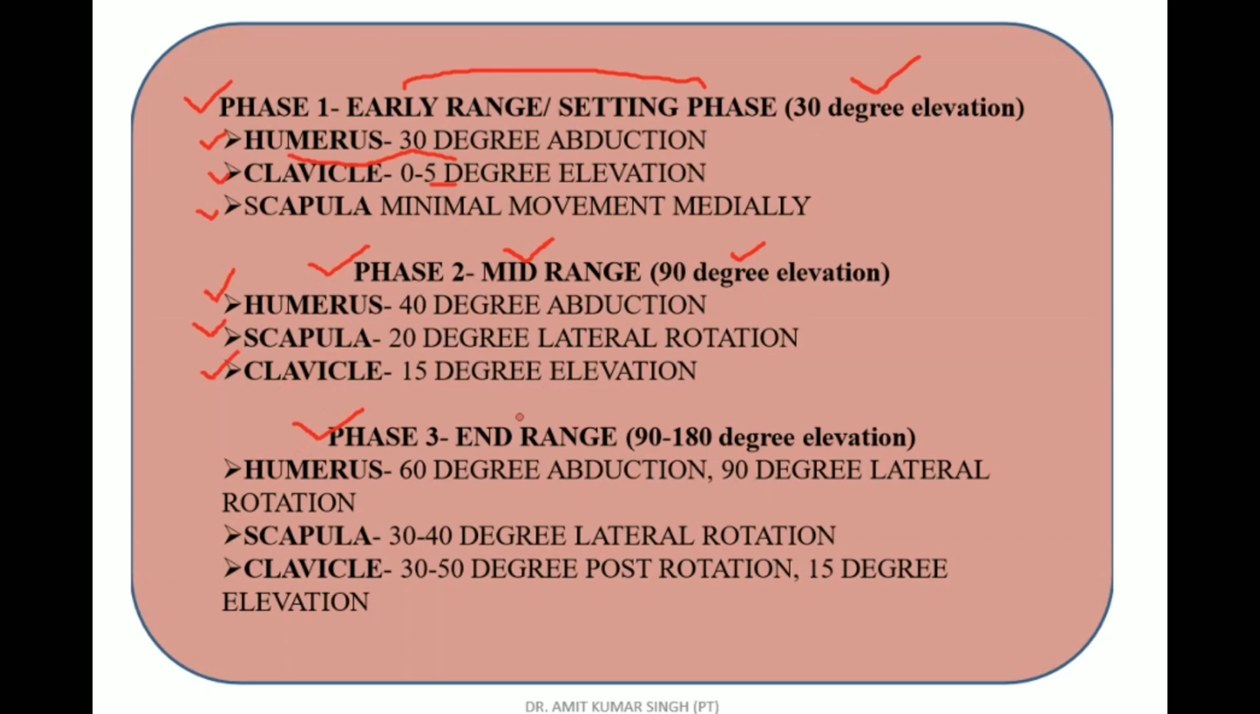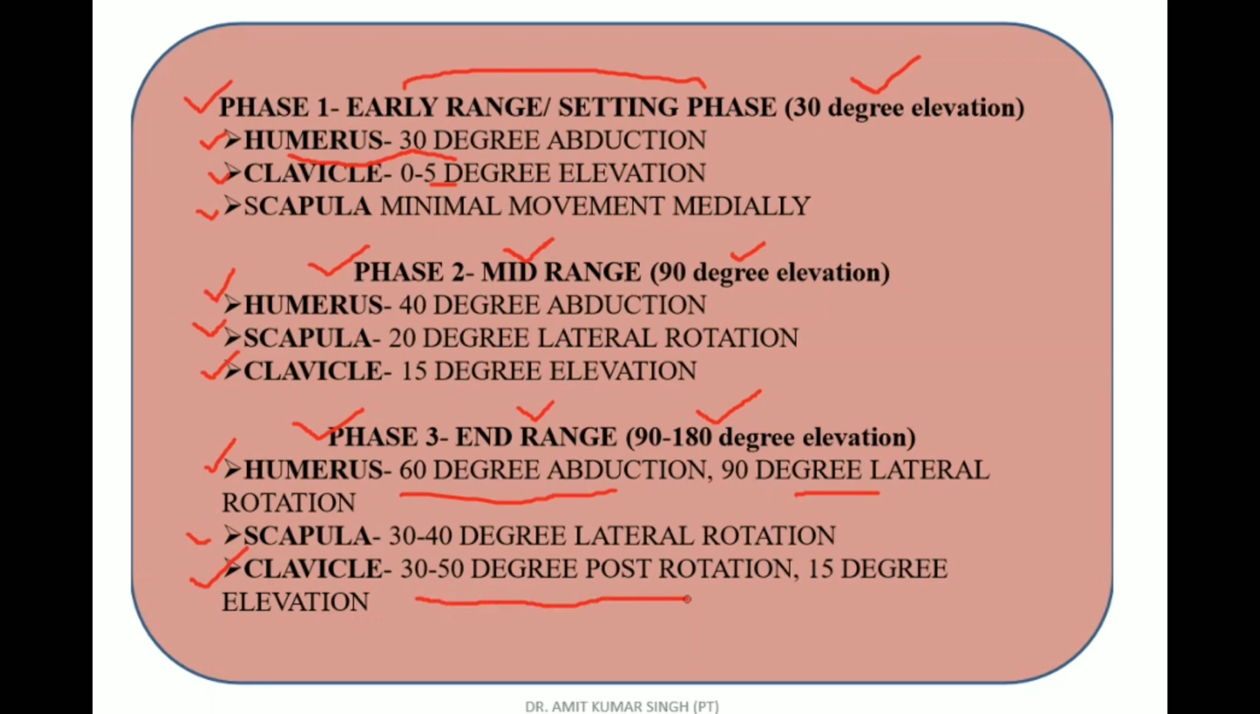Now coming to phase 3. Phase 3 is known as end range, where we achieve our final degrees of movement, that is around 90 to 180 degrees of elevation. In this phase, the humerus is going to contribute around 60 degrees of abduction and 90 degrees of lateral rotation. The scapula is going to contribute about 30 to 40 degrees of lateral rotation, and the clavicle is going to contribute about 30 to 50 degrees of posterior rotation.